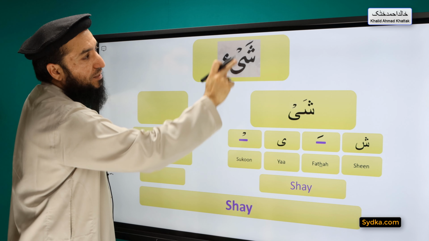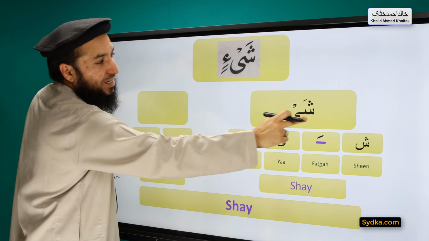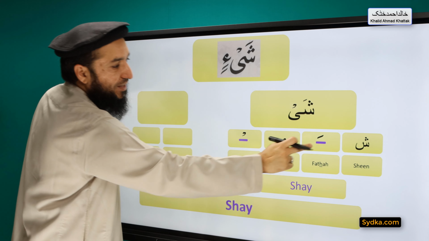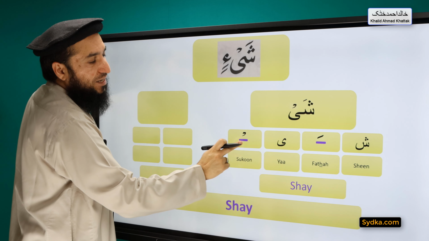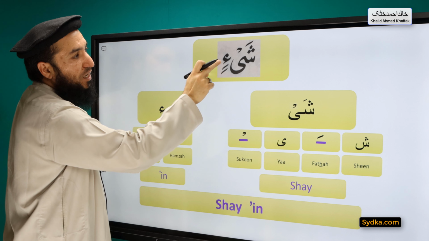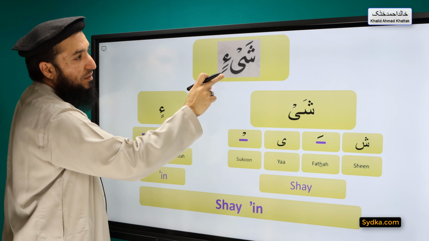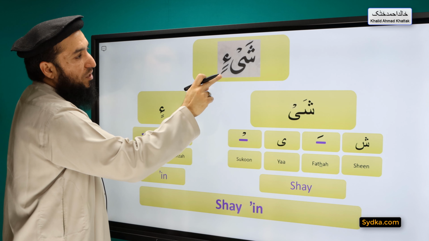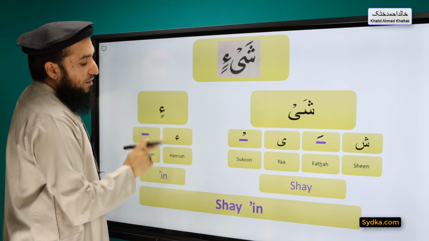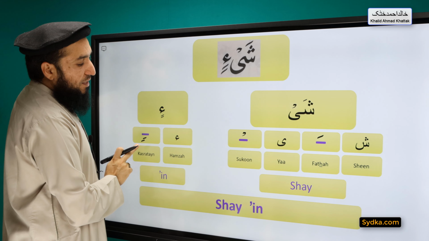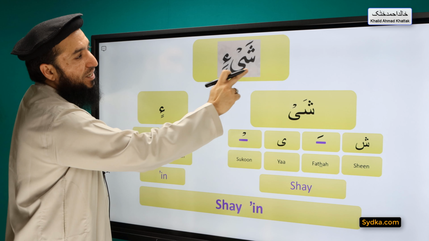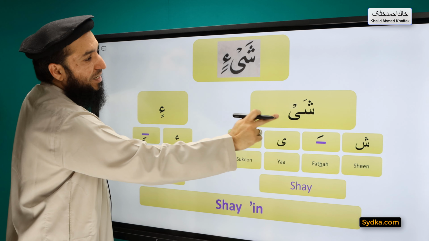Sheen Fatha Ya Sakoon Shay. The next syllable we have is Hamza Kasratain In. Hamza is a light letter, it has Kasratain underneath. Hamza Kasratain In. So we combine these 2 syllables, we have Shay'in.